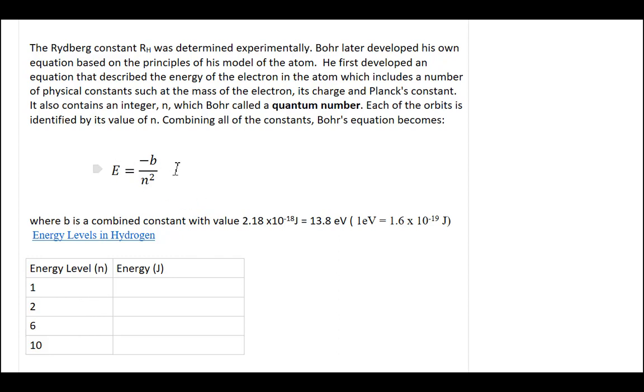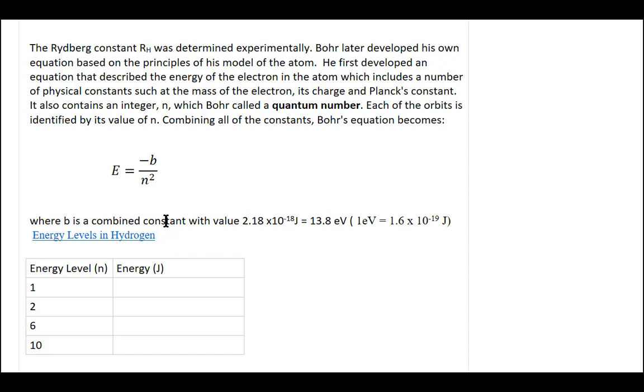So his equation looked like this: E is equal to negative B over n squared. B is the combined constant that takes into account those factors which I mentioned before, and it has a value of 2.18 times 10 to the negative 18 joules. It's sometimes also reported in electron volts. 1 electron volt is 1.6 times 10 to the negative 19 joules, so Bohr's constant in electron volts is 13.6. Okay, we're going to work in joules.